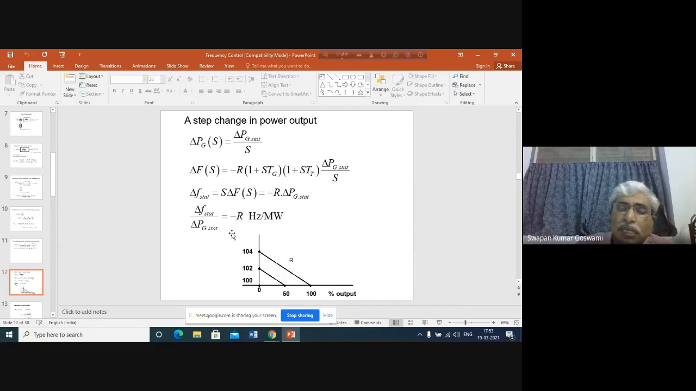It is minus R, and if we plot, we are given some representative value here. That means if R is 4%, then from no load to full load, the variation in power output will be 4%, like this. Okay, is it clear?